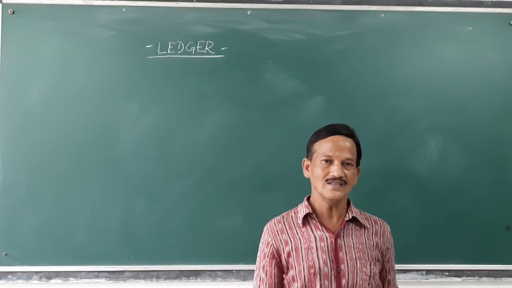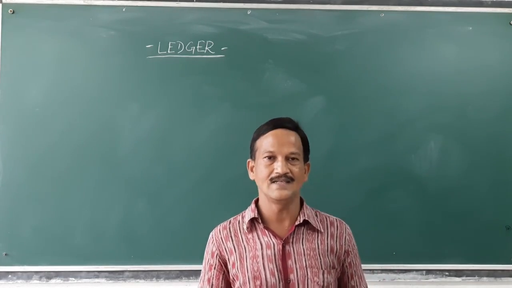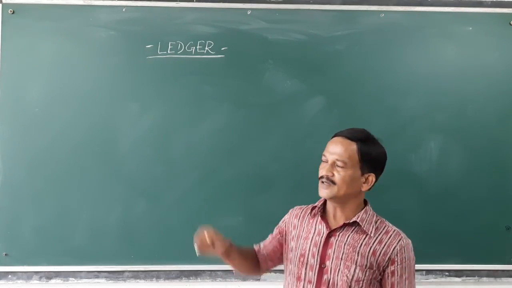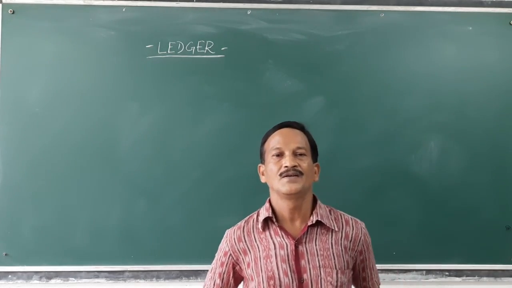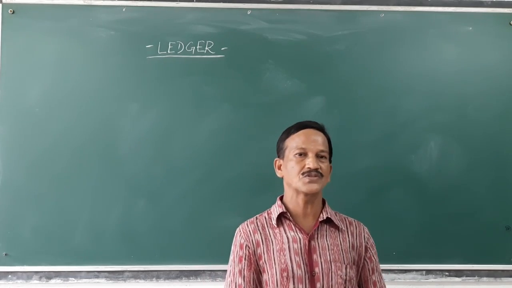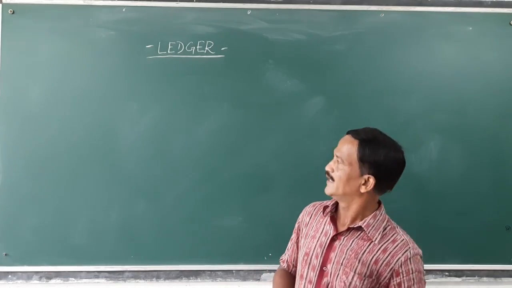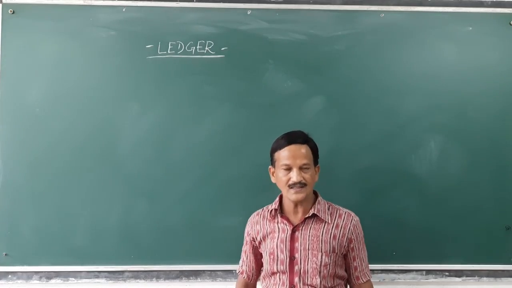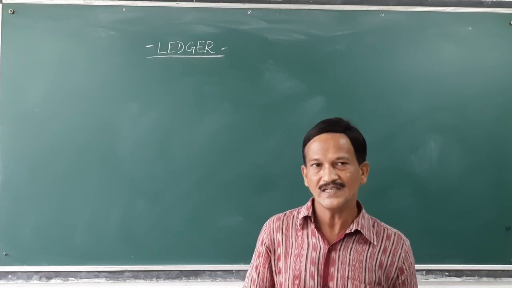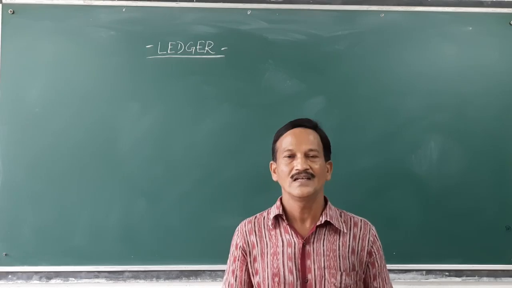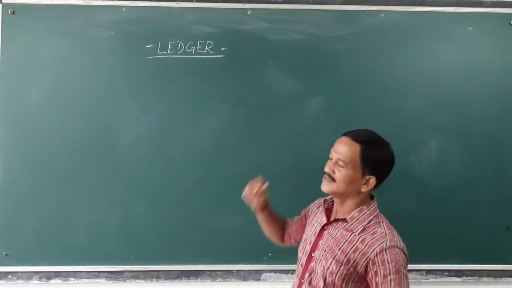That's why the ledger is called the principal book of entry, and it is also known as the secondary book. The primary book is the journal, so the ledger is the secondary book. It is the second book in which transactions are recorded, and it is the principal book of entry in which the transactions are recorded in account form. So let's come to the ledger.